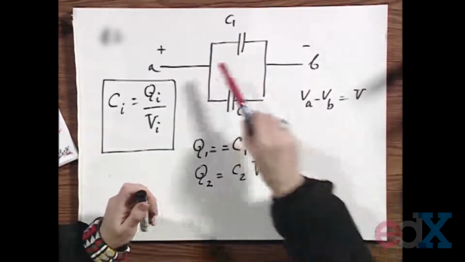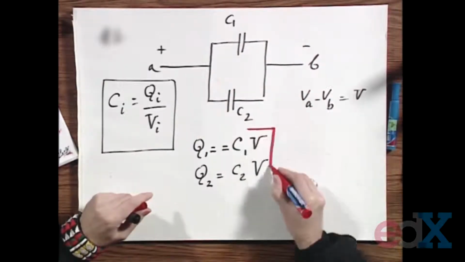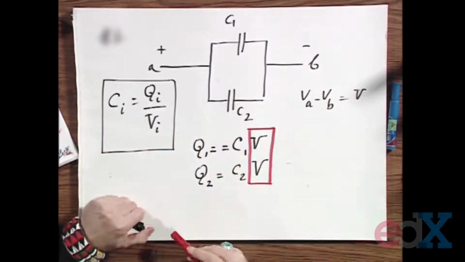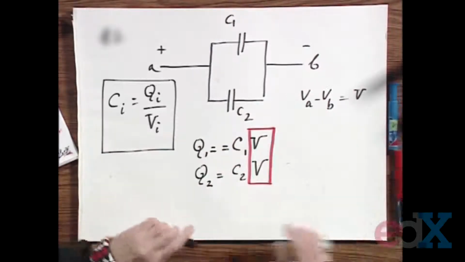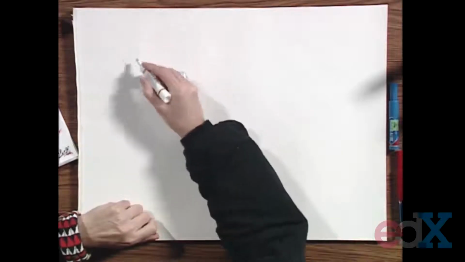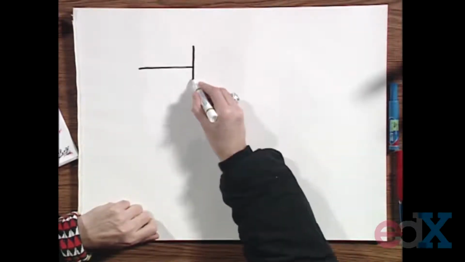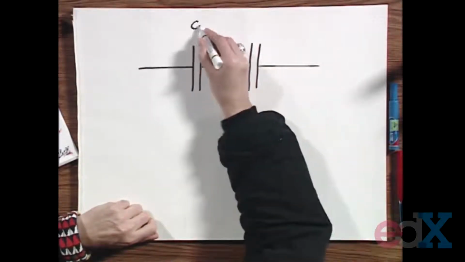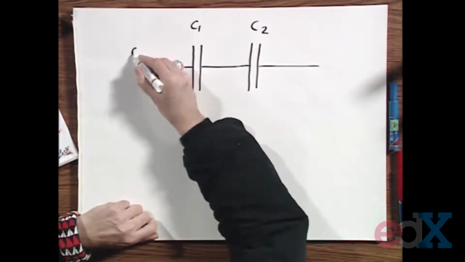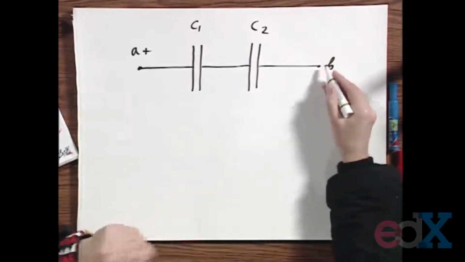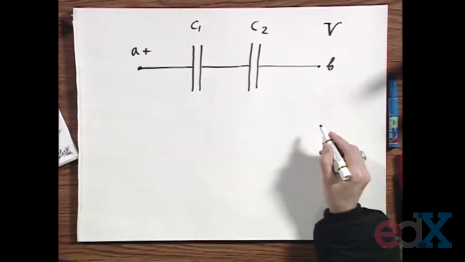And in this particular case, where the two are parallel, they have this in common, and the Q's are clearly different because the C's are different. That's called parallel. If now we go to series, here we have two capacitors in series, C1, C2, point A, positive potential, point B, let's call it 0, negative potential, and again, VA minus VB is V.